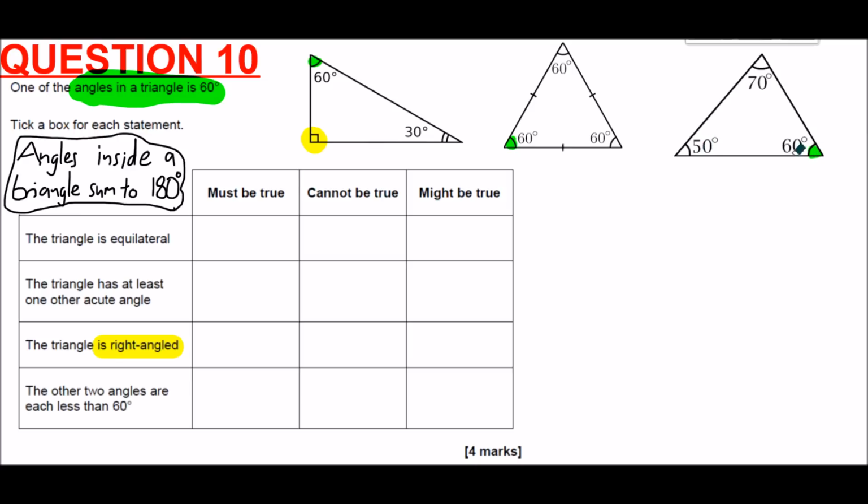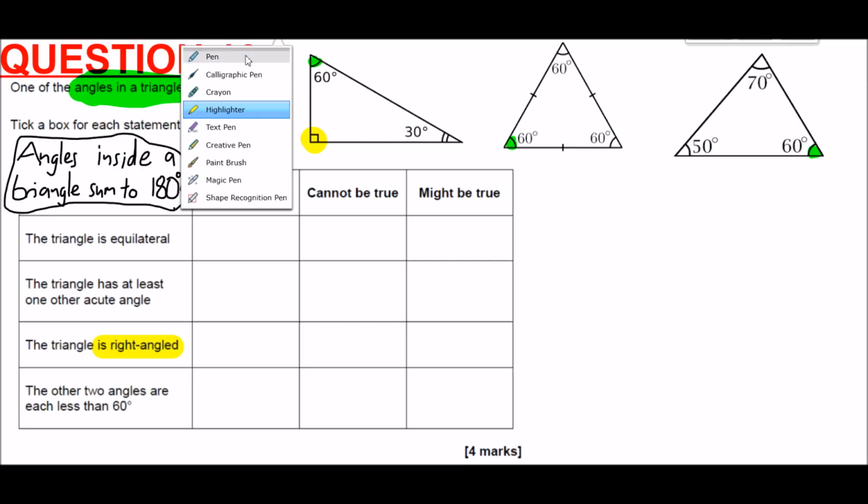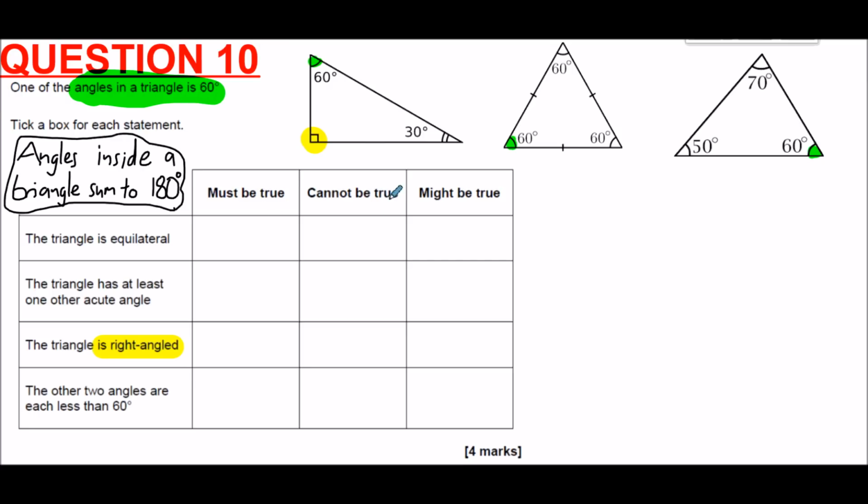If one's 60, the other one could be 50, the other one could be 70. That'd still add up to 180, so that's still a possible triangle. Or maybe that'd be 61, that could be 59. It really doesn't matter as long as the angles add up to 180. And so the point I'm getting at is that although it might be equilateral, or it might be right angled, it doesn't necessarily have to be either, but it could be.